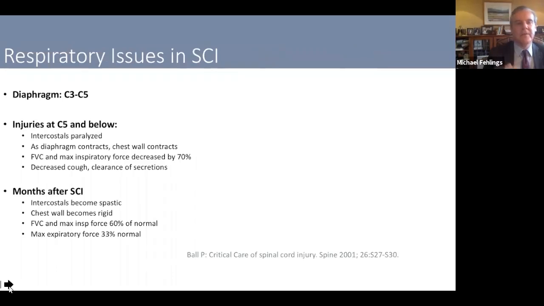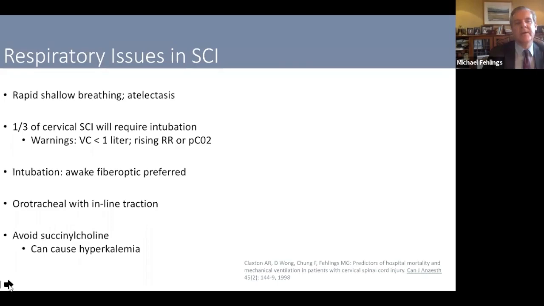It's also critically important to understand the respiratory effects of a traumatic spinal cord injury. Of course, as everyone recognizes, the diaphragm is innervated from C3 to C5, but injuries below C5 will also cause a profound impact on respiratory function because of the paralysis of the intercostals. And there's a significant reduction in the FVC and the maximum inspiratory force. Months after a spinal cord injury, the intercostals become spastic and the chest wall becomes rigid. The FVC and the maximum inspiratory force partially recover, but the cough or maximum expiratory force is still markedly impaired.